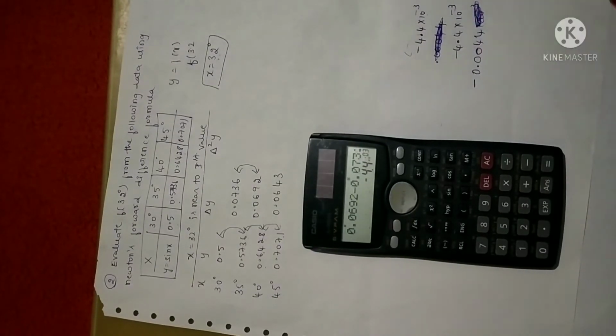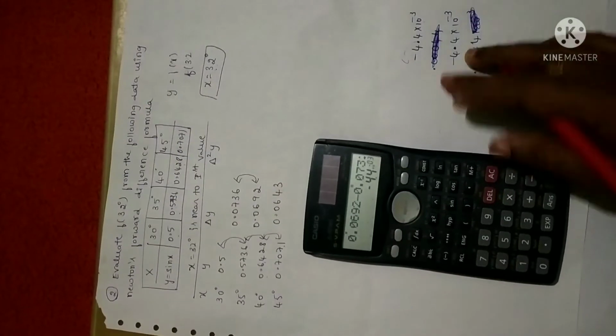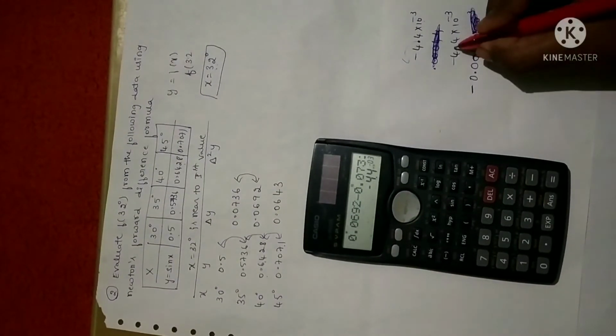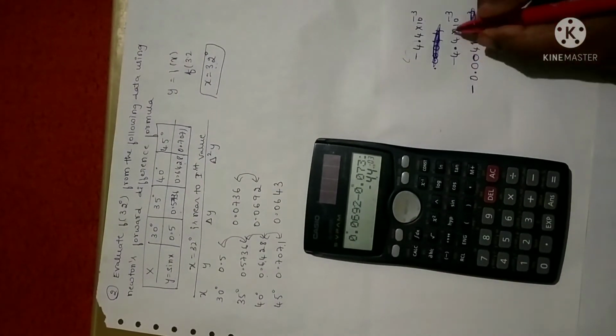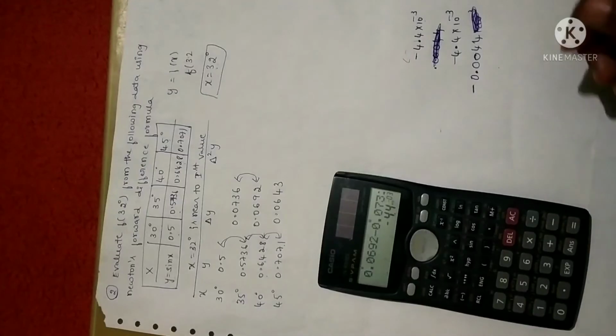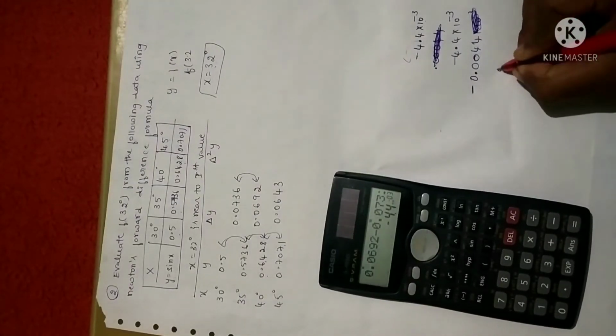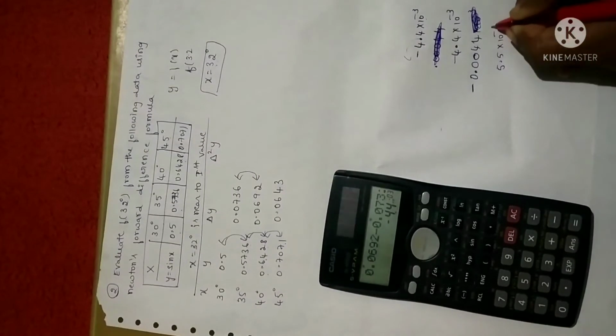If you are finding difficulty, I'll give you a shortcut method. See, when you have 10 power of minus 3, you remove this point. By removing this point, you just put 2 zeros. See, I'll give you one more example. Suppose you have 5.5 into 10 power of minus 3.